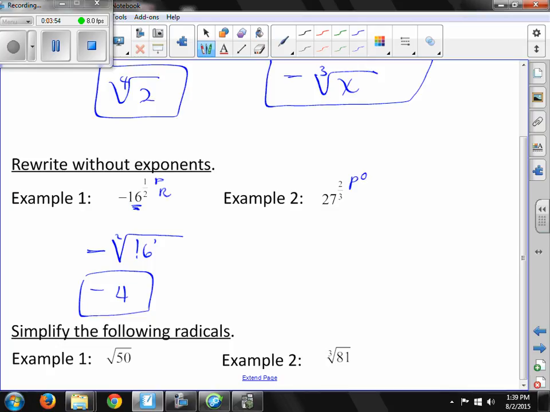We know the numerator is the power, the denominator is the root, so this would be the cube root of 27 raised to the second power. The cube root of 27 is 3, and 3 raised to the second power would be 3 times 3, which is 9.